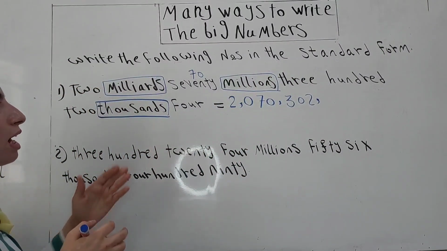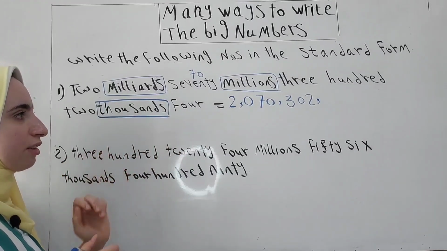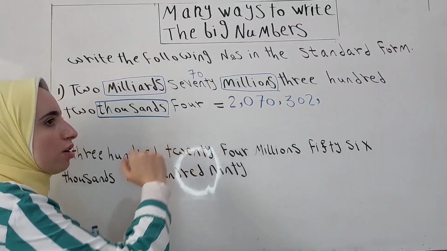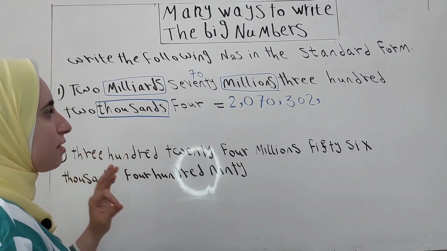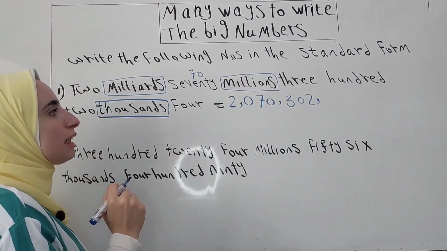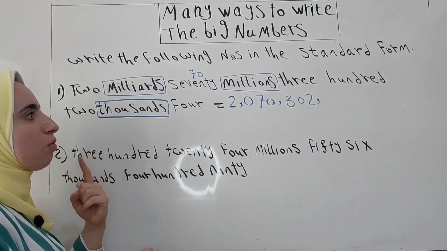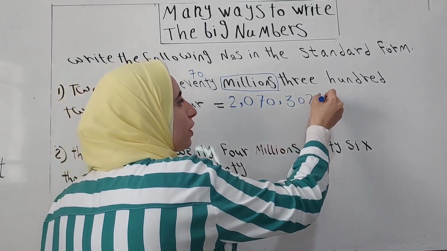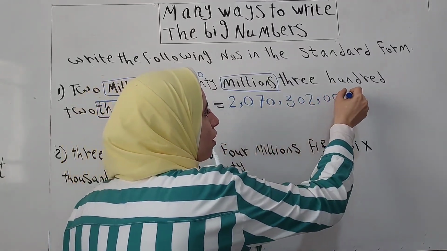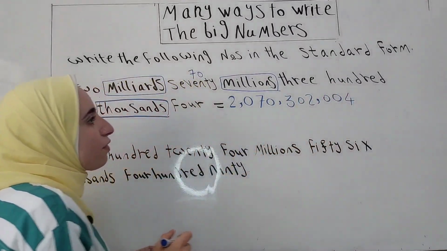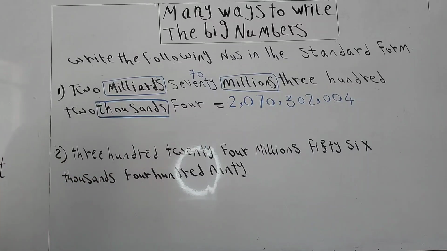The family of ones, not read. We have 4. We studied that each family has 3 zeros, but we only have 1 digit in the ones place. So we write 2 zeros, then we write 4. We finish. Let's take another example.